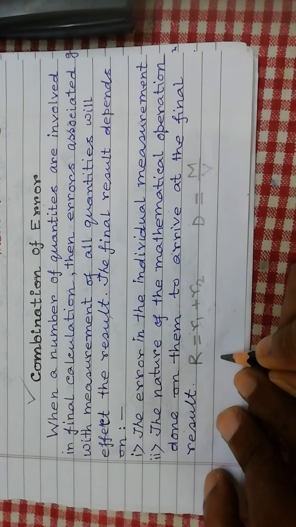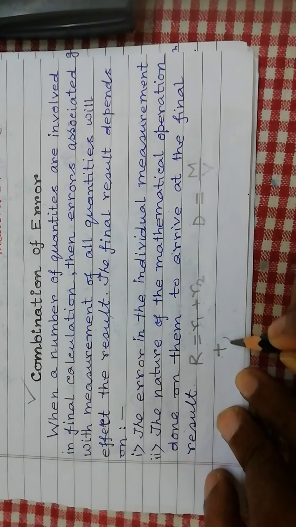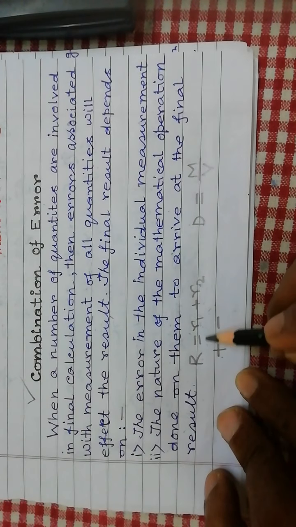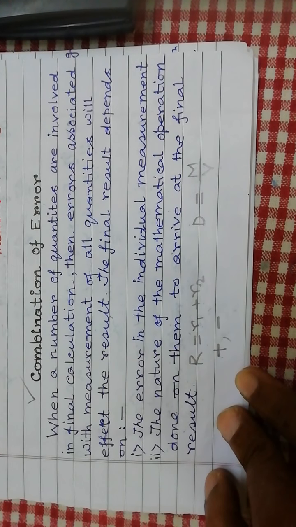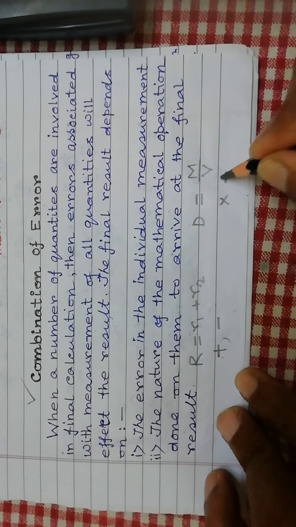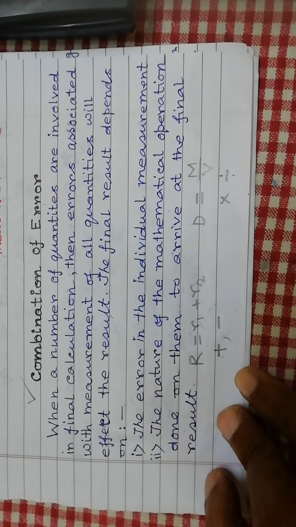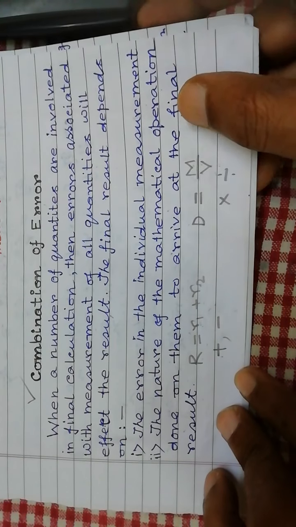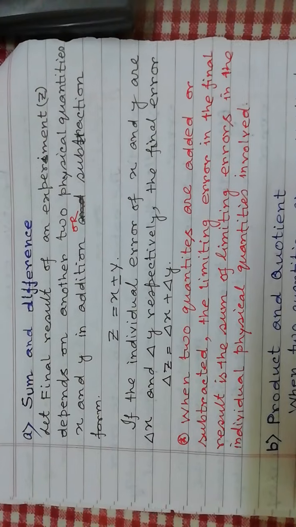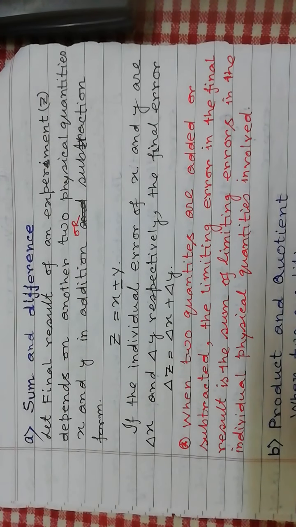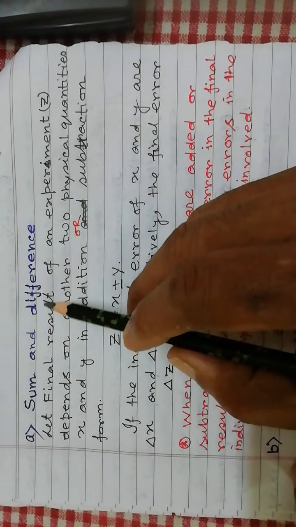Here addition and subtraction have the same type of calculation, and multiplication and division have the same type of error calculation. Now see how we measure the error. Now sum and difference.